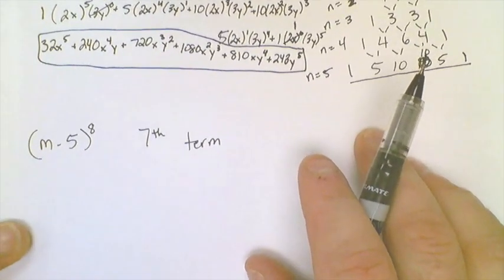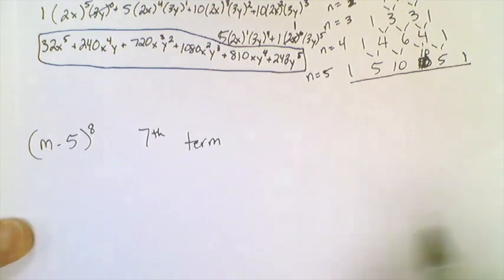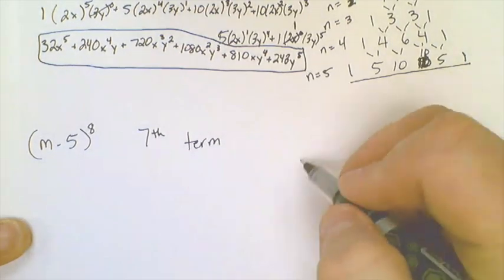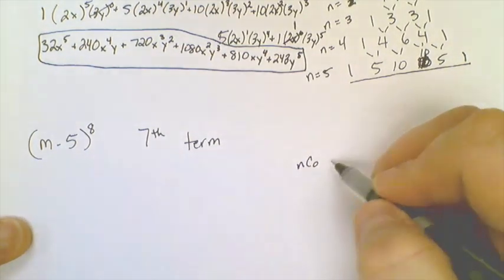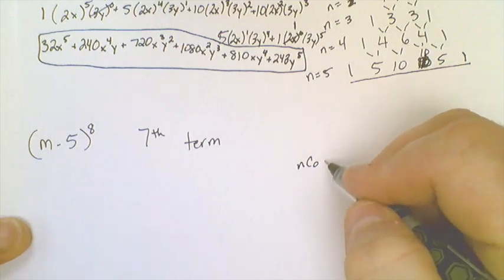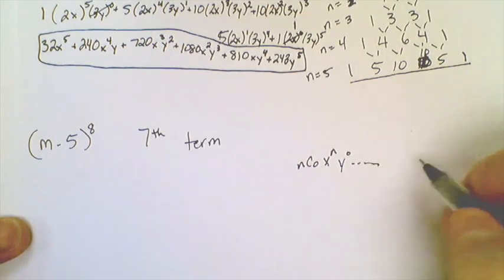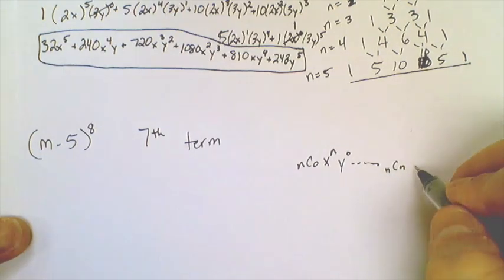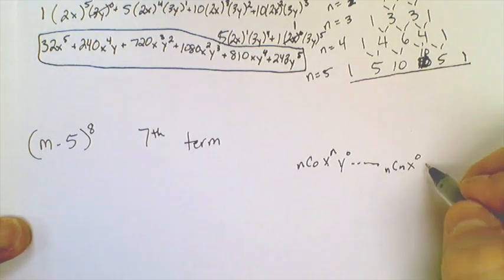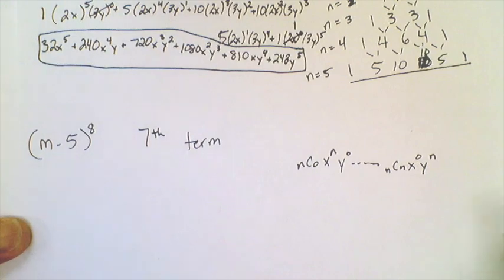So the second one, we're actually going to use the binomial expansion theorem. Okay, that's nC0 x to the n, y to the 0, and then it just goes down by 1, and then we get nCn all the way at the end, x to the 0, y to the n, so they switch places. Okay, we want the 7th term.